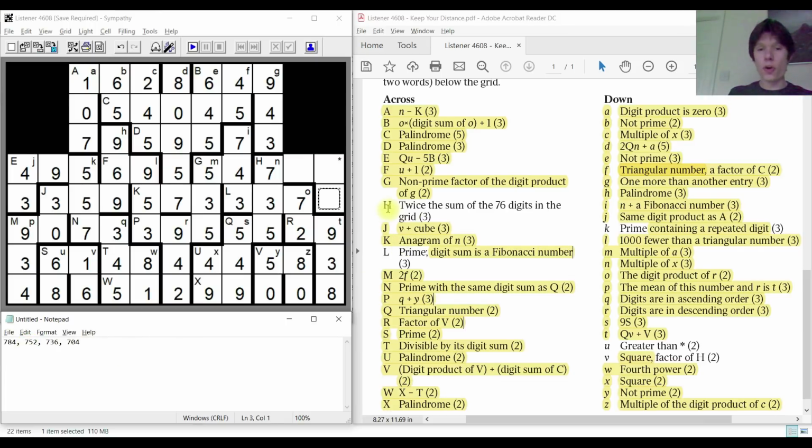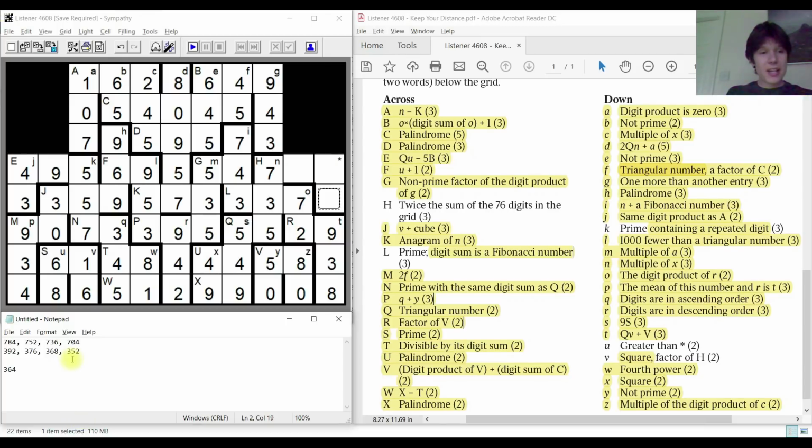Now, looking at the clue for big H, we're told that that is twice the sum of the 76 digits in the grid. To save you counting, I'll tell you that the digits in the grid that we have so far sum to 364. So we need to add 3 more digits onto that and double it to give a value at H across. So if I halve each of these possibilities for H across, we get 392, 376, 368, and 352. Hopefully I've got those right.